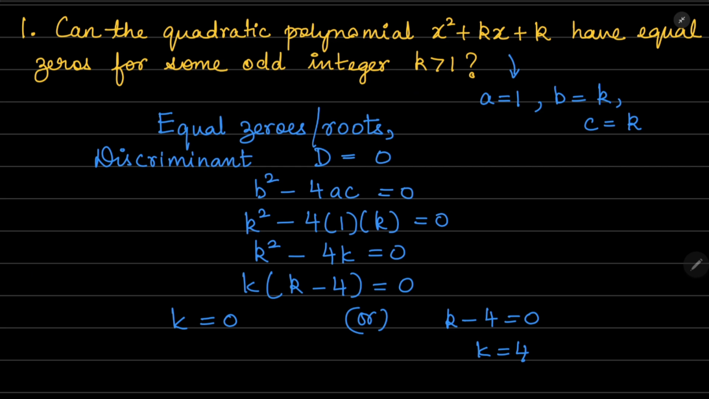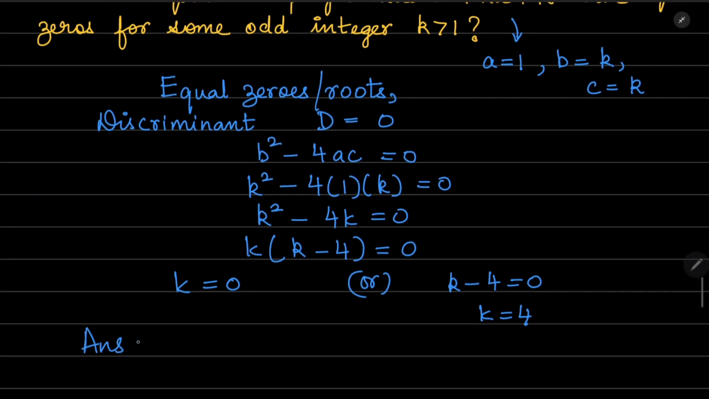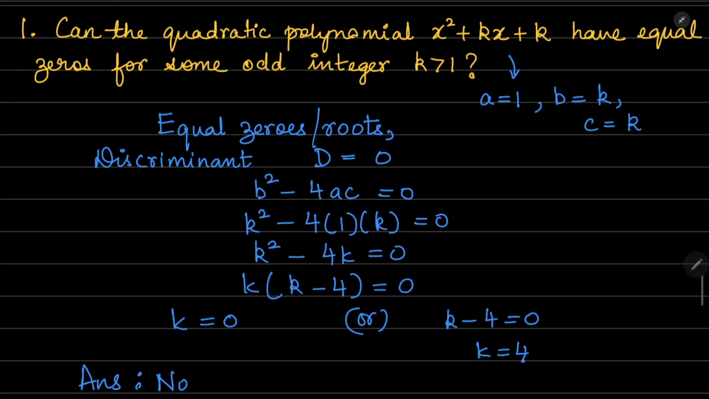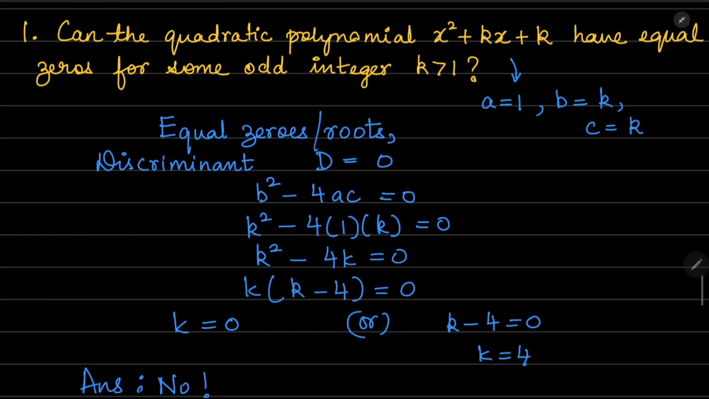Right? It cannot have. So the answer is no. This quadratic polynomial cannot have an odd integer for equal roots, k cannot be a number greater than 1 and an odd integer. So the answer is no. Right? You have to write it. No, the given quadratic polynomial cannot have an odd integer for equal roots. So that should be your answer. I hope you understood, because you are getting an even integer for k greater than 1. This is even.